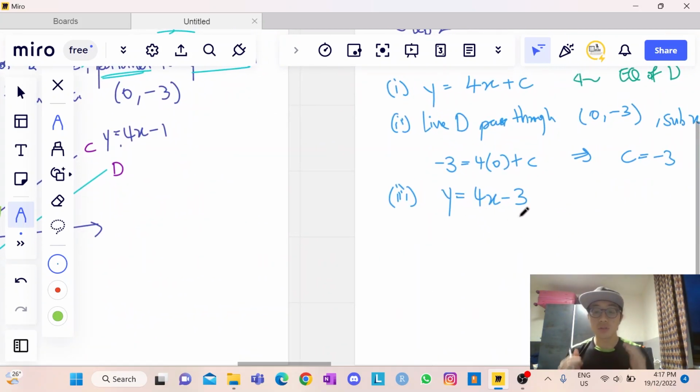Since they are parallel, the gradient is always the same. The difference is just the height of the slope is different. And this is how you look for the equation of a parallel straight line from a given line.